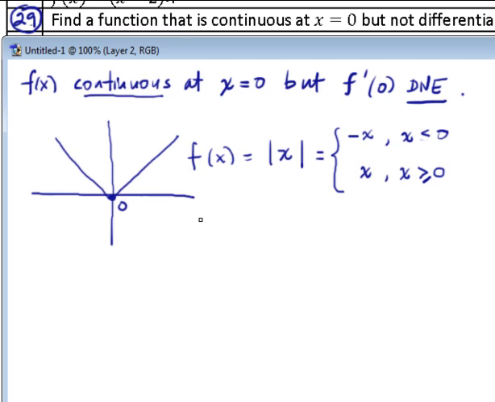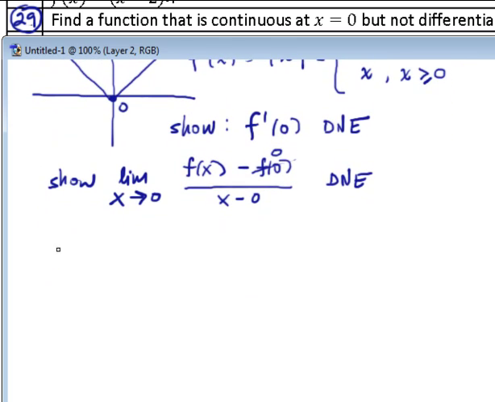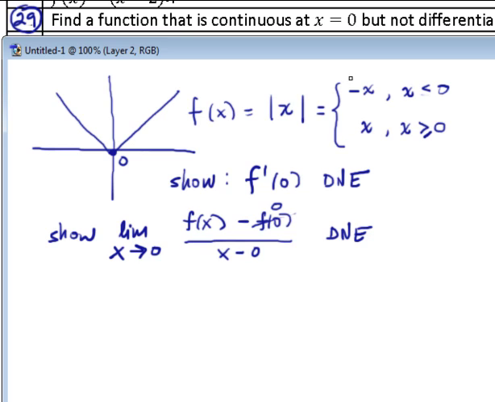We want to show that f prime of 0 does not exist. Let's use the alternate form of the derivative. So we want to show that the limit as x goes to 0 of f of x minus f of 0, which is 0, over x minus 0 does not exist. Okay, that's what we want to show. Well, first of all, what is f of x? f of x is equal to minus x when x is less than 0, and it's equal to x when x is greater than or equal to 0.